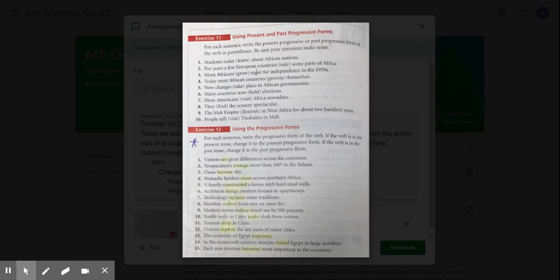Okay, so that's pretty much what you do for both of these, because in the top exercise 11 piece, it says write the present progressive form. Okay, and in this bottom one, it just says write the progressive form based off what it's already laid out in the sentence. So if in the sentence it's already past form, you need to change it to past progressive. If it's in present form, you need to change it to present progressive.